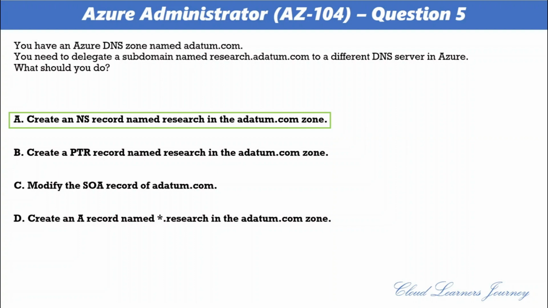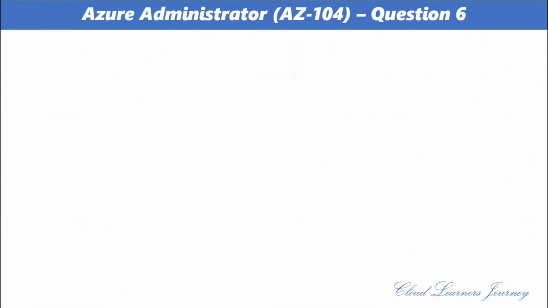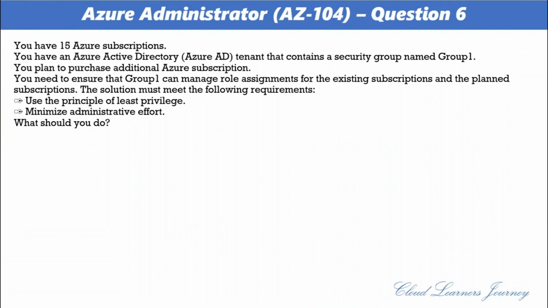NS record or name server record tells recursive name servers which name servers are authoritative for a zone. You can have as many NS records as you would like in your zone file. The benefit of having multiple NS records is the redundancy of your DNS service. Next, question number 6. You have 15 Azure subscriptions.